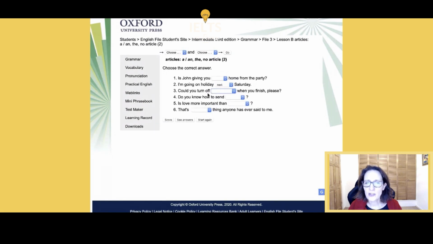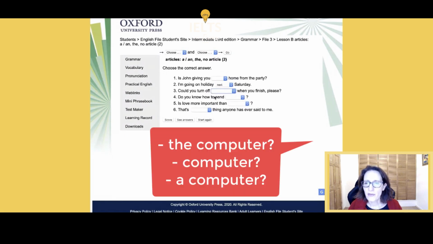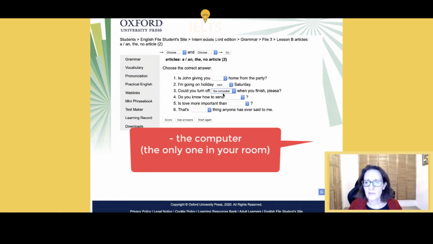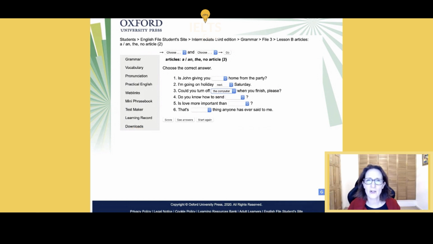So could you turn off the computer, computer, or a computer? Well, it's countable, so you need a or the. How many computers have you got in your room? Well, probably only one. And that's the correct answer. So do these things and ask yourself those questions that we've just looked at.